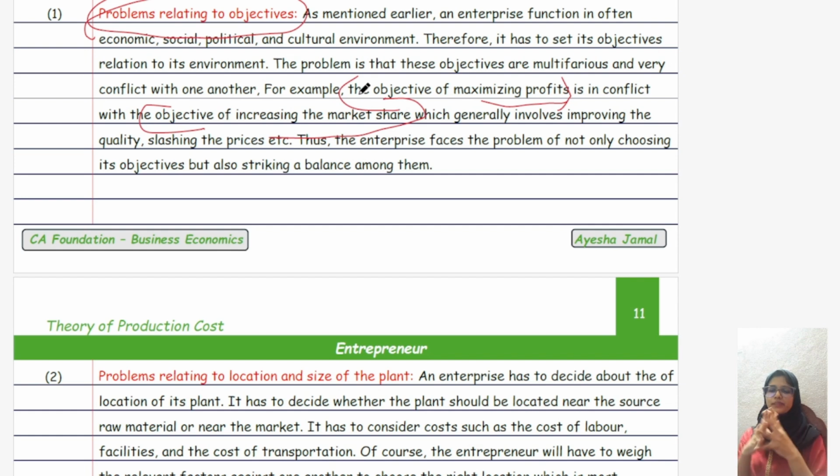In maximizing profits, what do you have to do? You have to increase the price. If you're increasing the price, do you think all the customers will stay with you? No, they'll go to your competitor. And when all your buyers are going to your competitor, do you think your market share will increase? Okay, fine, you have increased the price and you're earning the profit, but by that your market share is decreasing. So there is a conflict between your objectives. That is nothing but problems relating to objectives.